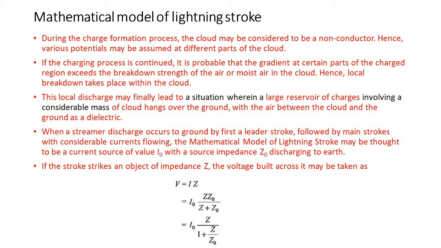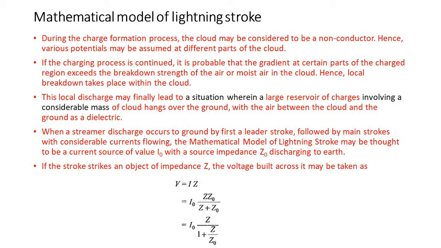This local discharge may finally lead to a situation wherein a large reservoir of charges involving a considerable mass of clouds hangs over the ground, with the air between the cloud and the ground as a dielectric. Then the streamer discharge occurs to the ground by a first leader stroke, followed by the main strokes with considerable current flowing. The mathematical model of a lightning stroke may be taken as a current source of value I0, with the source impedance Z0 discharging to the earth.